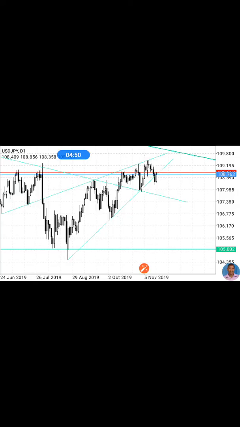Since I said this is a narrow wedge, I'm expecting, as you can see, the price has broken our support line, which is this line, and it broke here at this point. So what happens when the price breaks the support line?